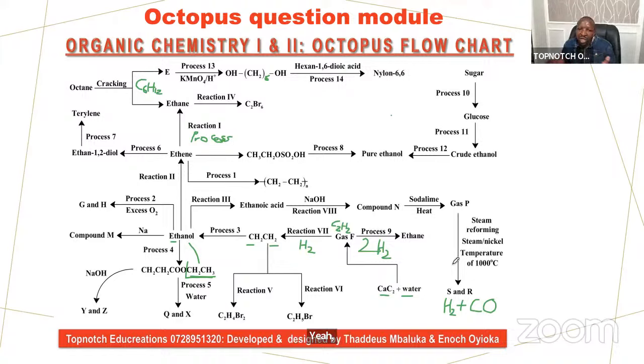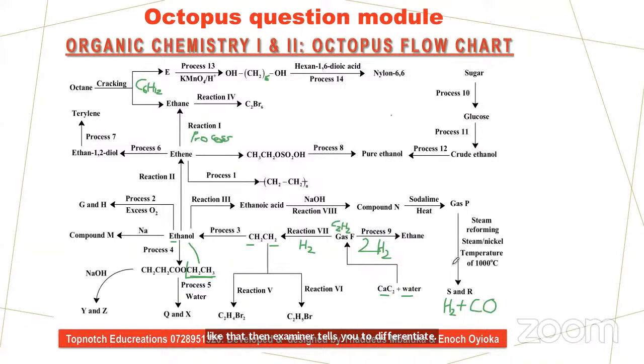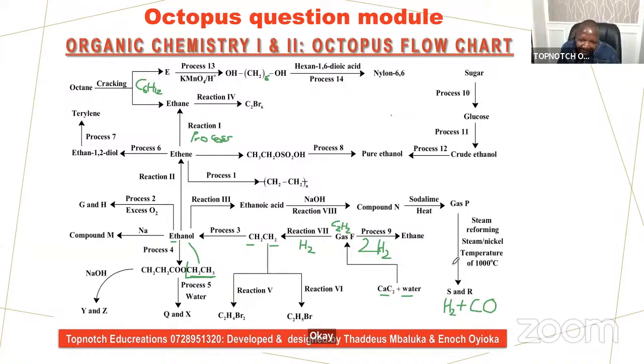You know, sometimes you can be given a question like that, then the examiner tells you to differentiate the reaction in process 9. You're going to say, in process 9, we are using excess hydrogen, or rather we are using two moles of hydrogen, while in the other we are using hydrogen. Just say hydrogen. You don't have to start saying one mole, two moles, all those kinds of things. Just in case you are using more than one mole.